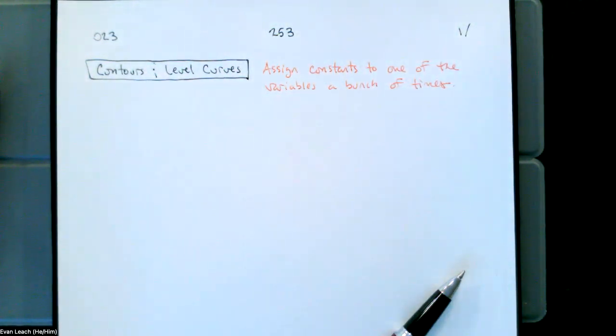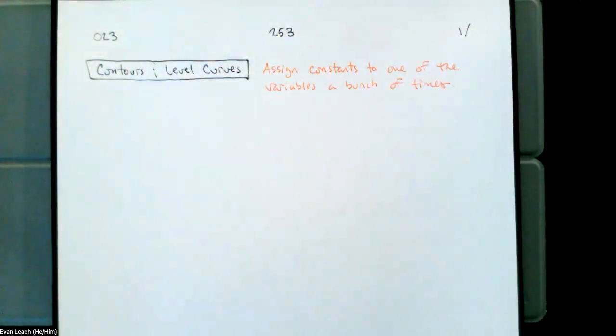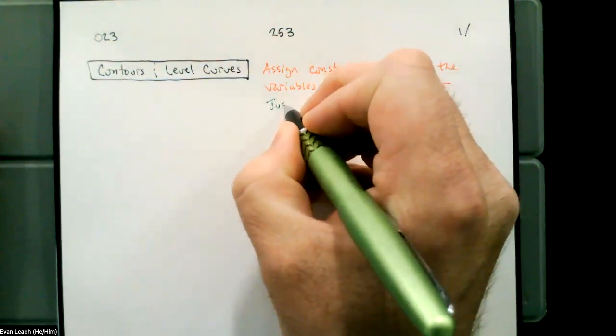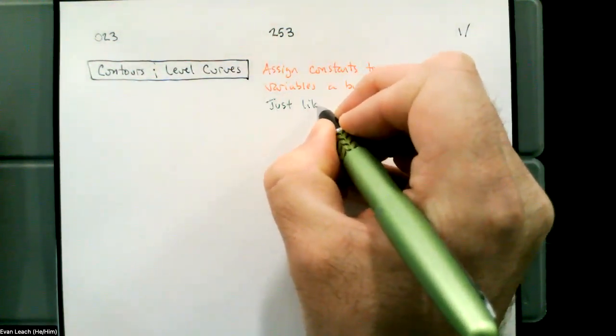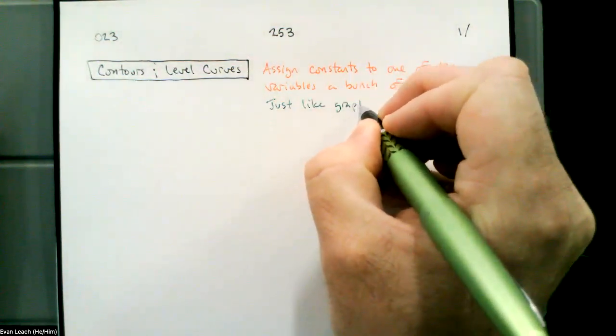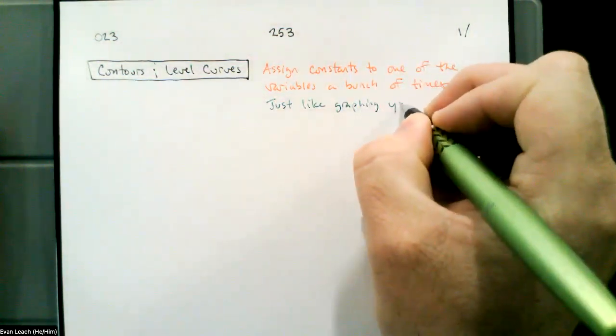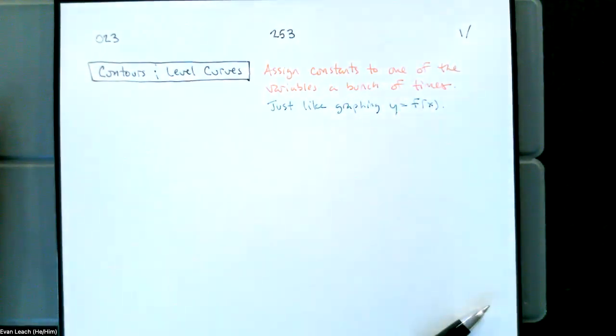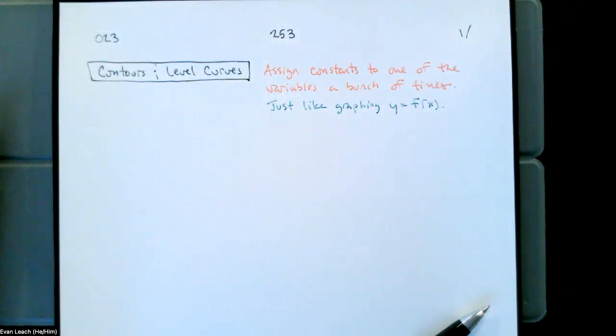This is a thing that we did before, right? If I had a function of one variable, that's how we produce the graph. So this is just like when we produce the graph of a function of one variable. This is just like graphing y equals f of x, back in the day, when we didn't know what stuff looked like.